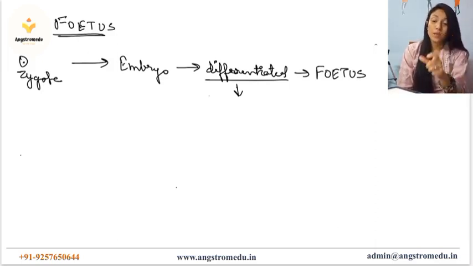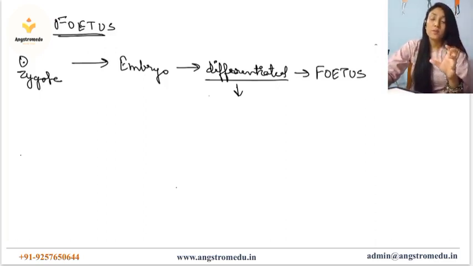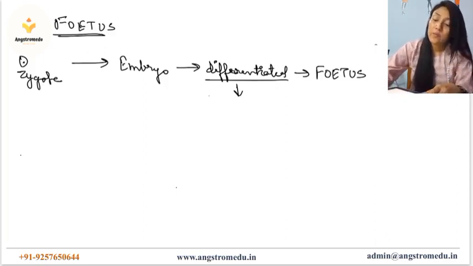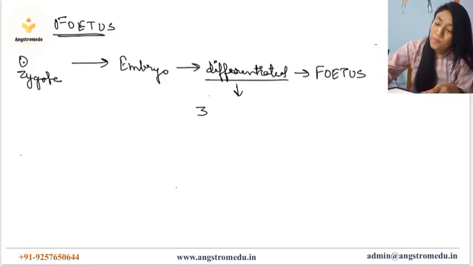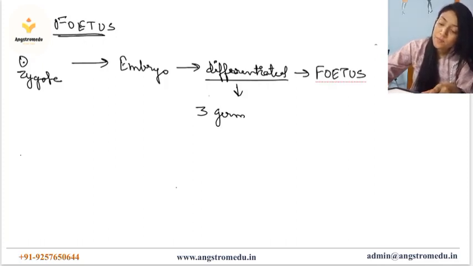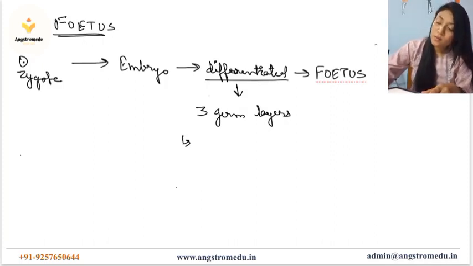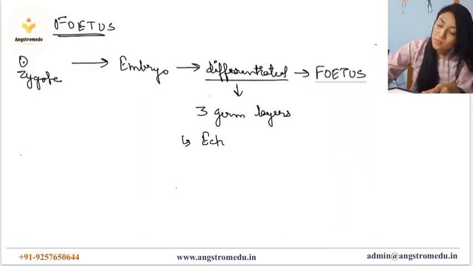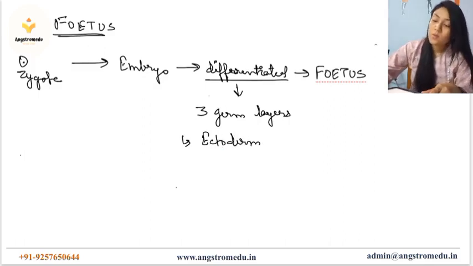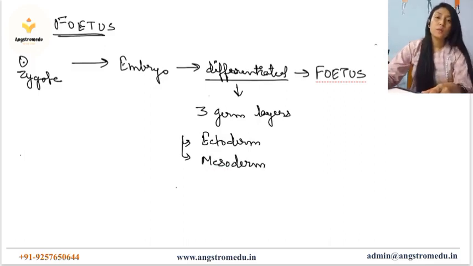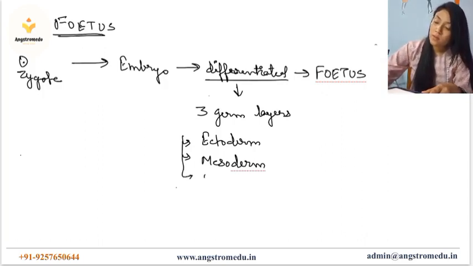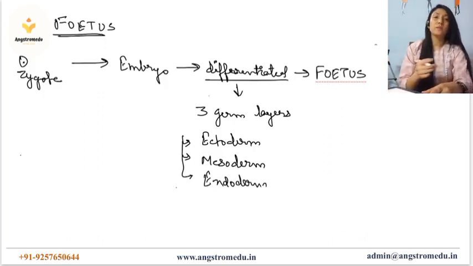And what is that duty? The duty of those cells is to form organs. So here the blastocyst, the dividing or developing embryo, differentiates into 3 germ layers. What are germ layers? The 3 germ layers are your ectoderm. Ecto is the outermost one. Second is your mesoderm. Mesoderm is the middle one. And lastly, endoderm. Endoderm is the innermost layer.